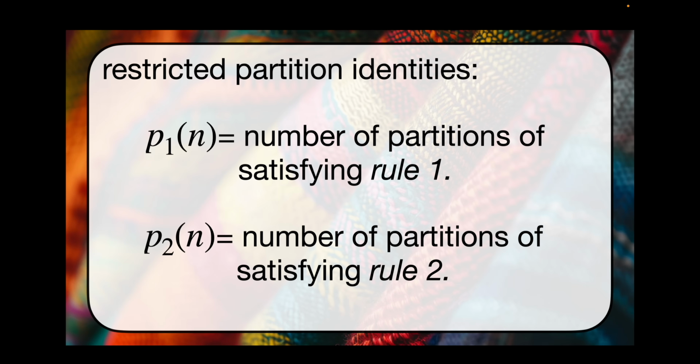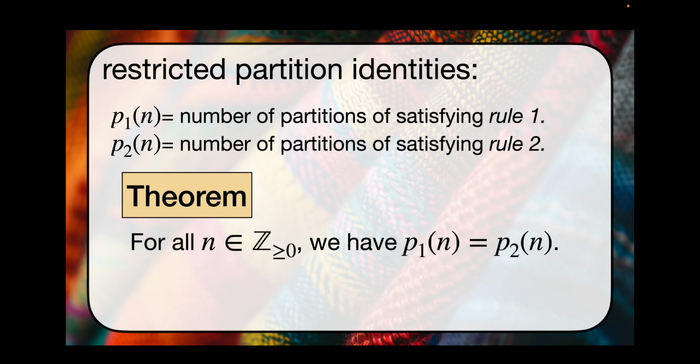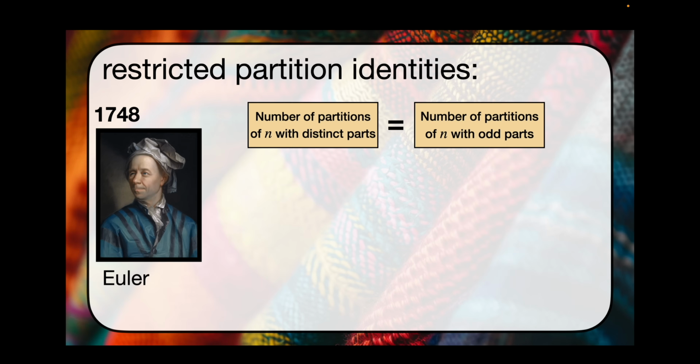So what we'd like to do is find these two different rules so that p1 of n and p2 of n are the same. A very early example of a restricted partition identity is from Euler in 1748, and he showed that the number of partitions of n with distinct parts is equal to the number of partitions of n with odd parts.